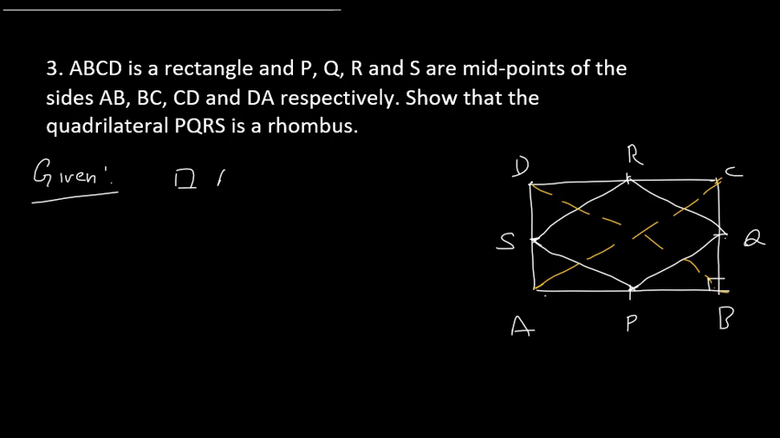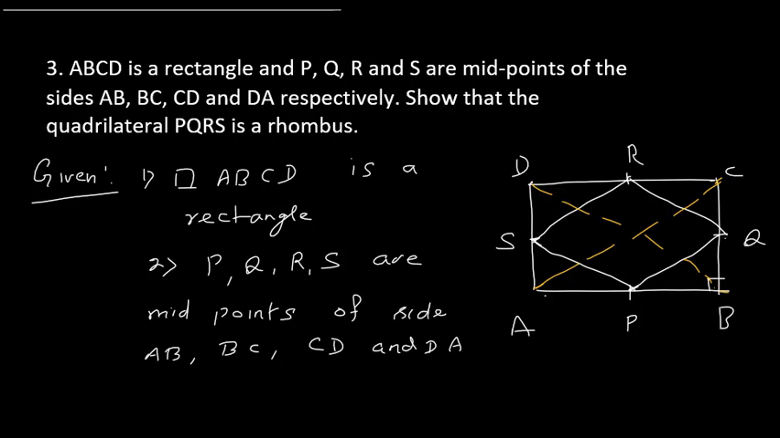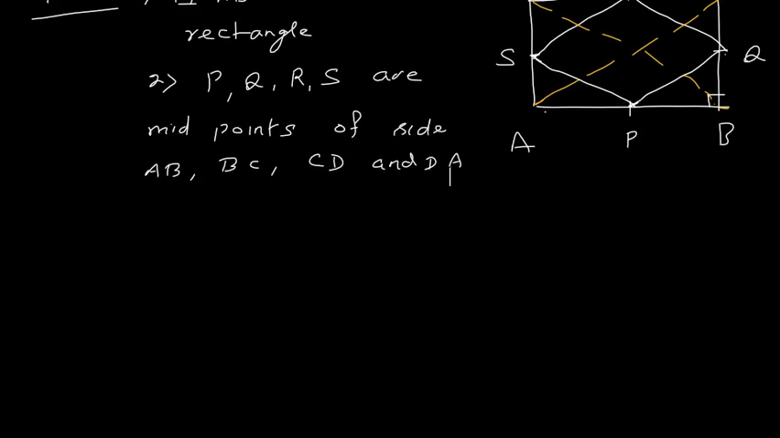Now here, given, we will write: ABCD is a rectangle. Second, PQRS are the midpoints of sides AB, BC, CD and DA. Now we have to prove that this quadrilateral PQRS is a rhombus.